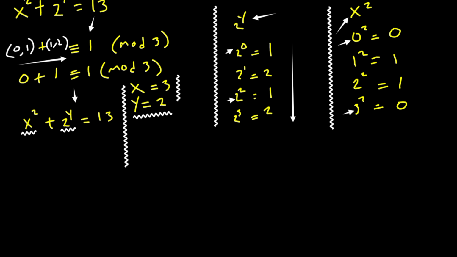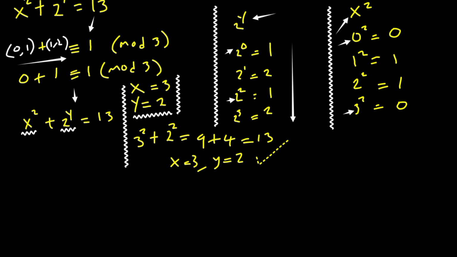Now let's test this solution pair. When x equals 3, we have 3 squared, plus, when y equals 2, we have 2 squared. This gives us 3 squared is 9, plus 4, and that gives us 13. Therefore, x equals 3 and y equals 2 is a valid solution pair.